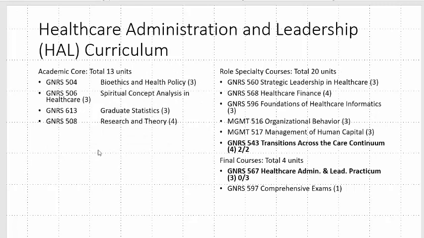So in the healthcare administration and leadership, these are the courses that we have. The 2 practicum courses should come at the end of the curriculum. There's 543 and 567.